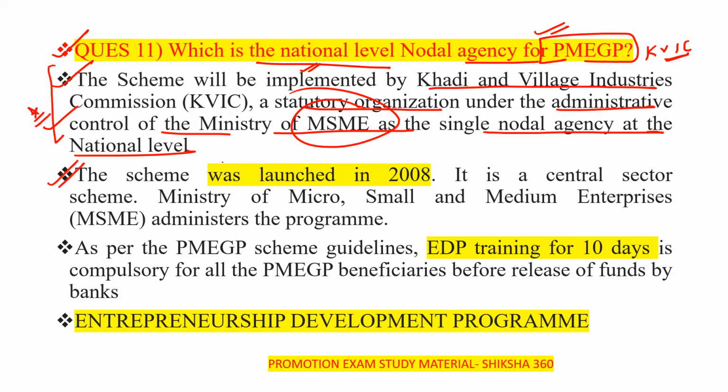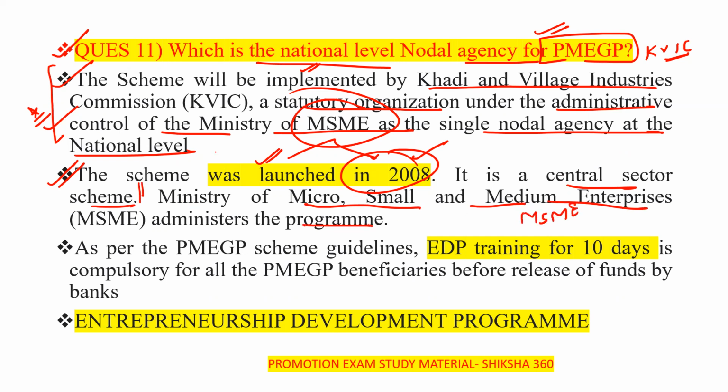And the scheme was launched. Clear? This scheme was launched in the year 2008. It is a central sector scheme. Clear? The scheme was launched in the year 2008 and it is a central sector scheme. The Ministry of Micro, Small and Medium Enterprises, that is MSME, administers this program. And this scheme was launched in the year 2008.